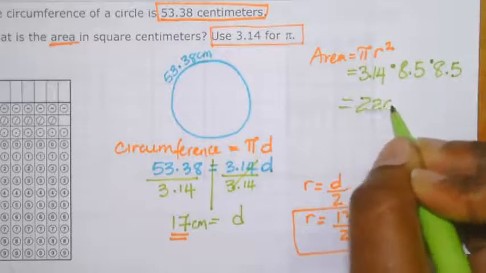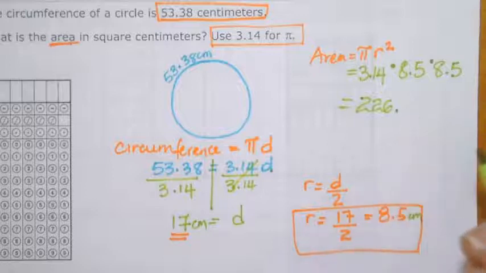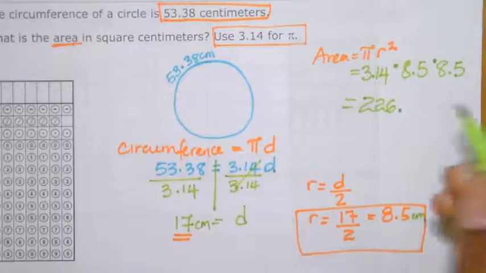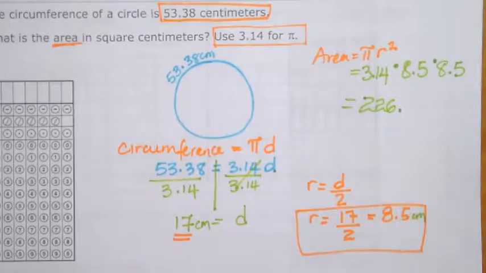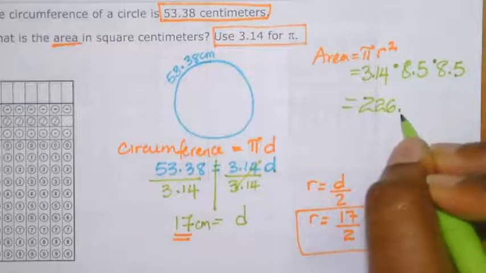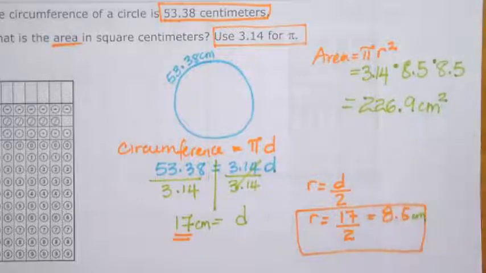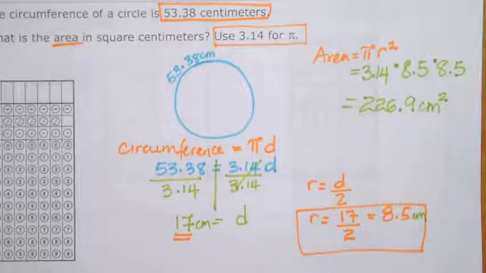226 points. In this case, it didn't tell us how we should round it, so I'm going to round it to one decimal place, or the nearest tenth. So it will be 226.9 centimeters squared. And remember, it's area, so it should be in square units.